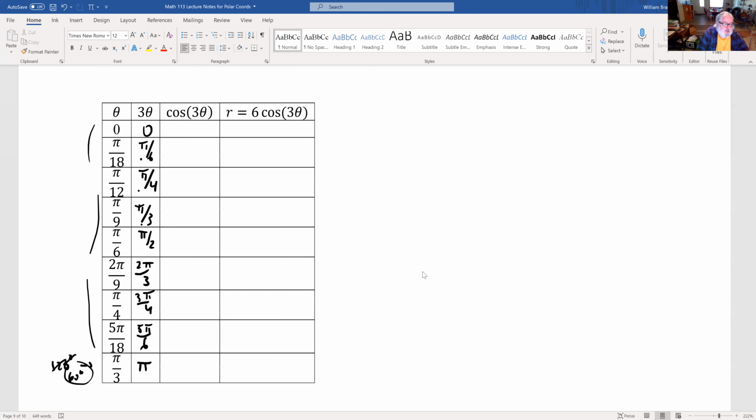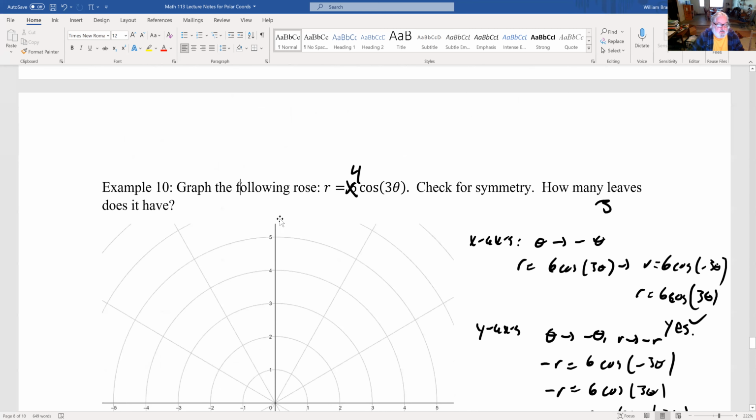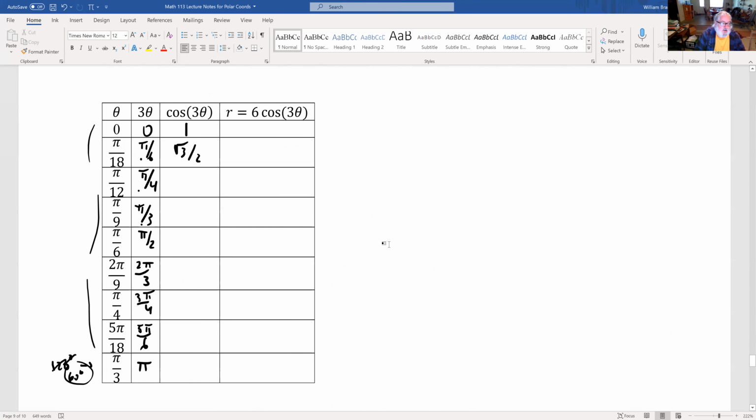So cosine of 0 is 1, root 3 over 2. For some reason it's always in this table that I have issues with my thing. Pi over 4, cosine of pi over 4 is 1 over root 2. Cosine of pi over 3 is 1/2. Cosine of pi over 2 is 0. And then we go negative. Minus 1/2, minus 1 over root 2, minus root 3 over 2. And then, what's the last one? Minus 1.